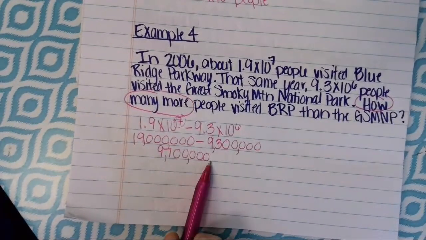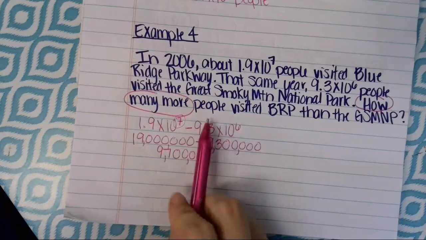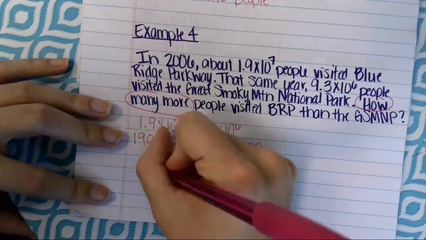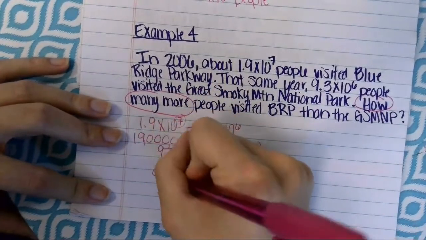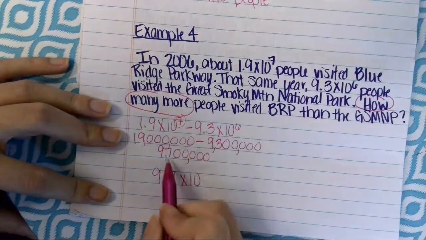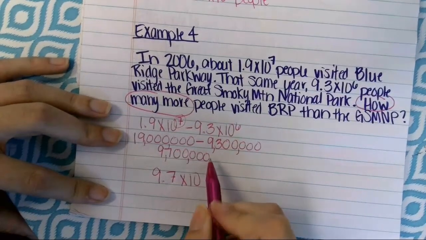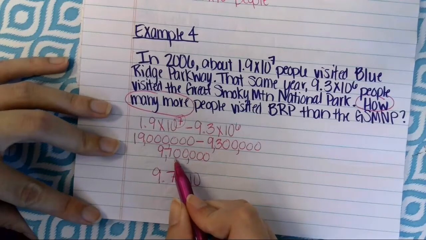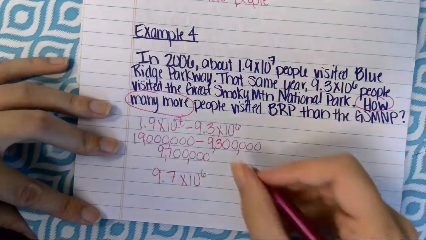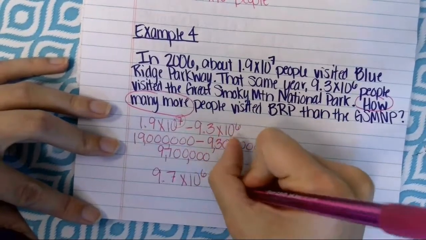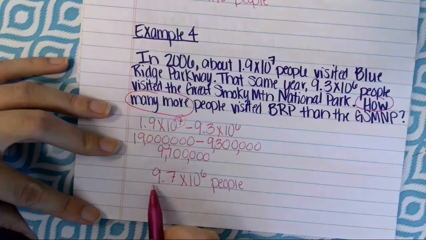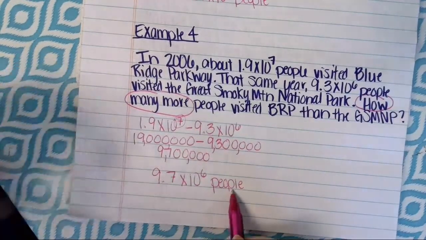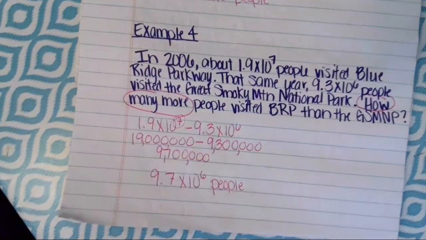So we have 9,700,000. We know this is people again, but we do want to put it back in scientific notation. So we have 9.7 times 10, and we'll find our decimal place. We'll count our places to find our exponent. 1, 2, 3, 4, 5, 6. So times 10 to the 6th people. So this means that 9,700,000, or 9.7 times 10 to the 6th, more people visited Blue Ridge Parkway than the Great Smoky Mountain National Park.